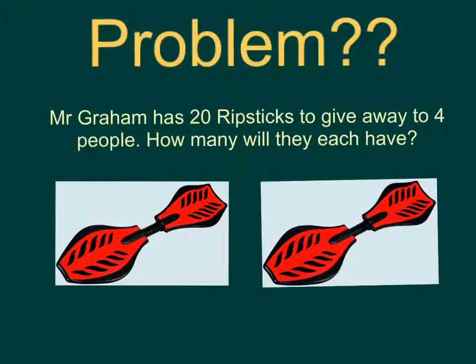Let's see if we can work together to solve this problem using an array. Now remember that Mr. Graham's got 20 ripsticks here and he's giving them away to 4 lucky people. So let's hope that you're one of those 4 people and you get given one of these ripsticks. Let's go and solve the problem.